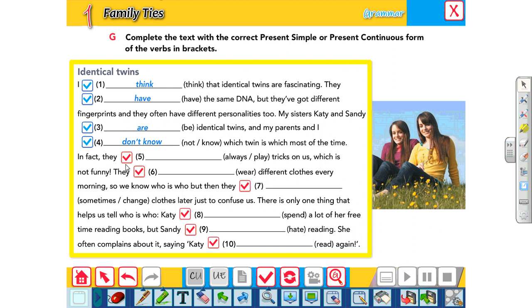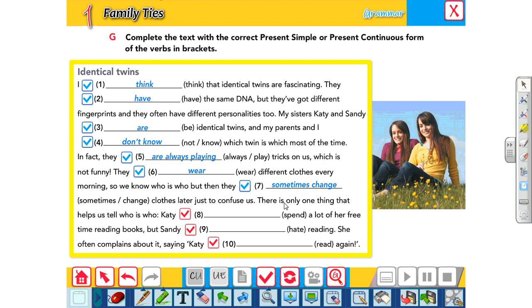In fact, they always play. That's so easy because we have always here. Can you remember when I told you that when we have an annoying habit, and here it's annoying for her, we're not going to use the present simple, we're going to use the present continuous? They are always playing tricks on us, which is not funny. They wear different clothes every morning. Every morning, so it's present simple. So we know who is who, but then they sometimes change clothes.